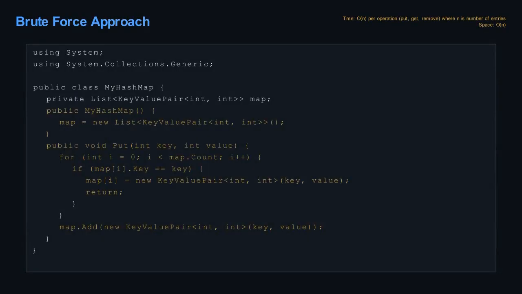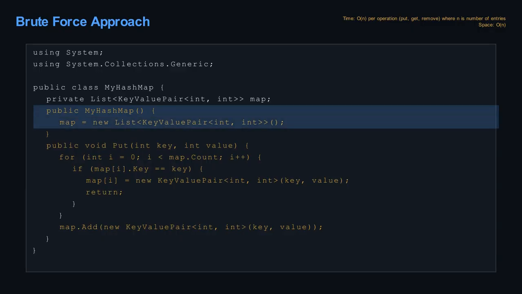The obvious thing to try is keeping a simple list of key-value pairs. When we put, we walk through the list from the start. If we find the key, we replace its value. Otherwise, we append a new pair at the end. For get, we again scan the list from the beginning until we either find the key and return its value or reach the end and return -1. Remove works similarly. Scan, find the key, and delete that pair.